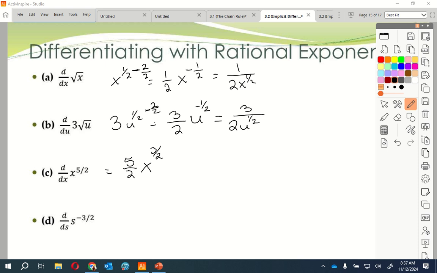Alright, next one, jump right in. So, negative 3 over 2 goes out front, and then I'm going to subtract 2 over 2, which is going to give me a negative 5 over 2.